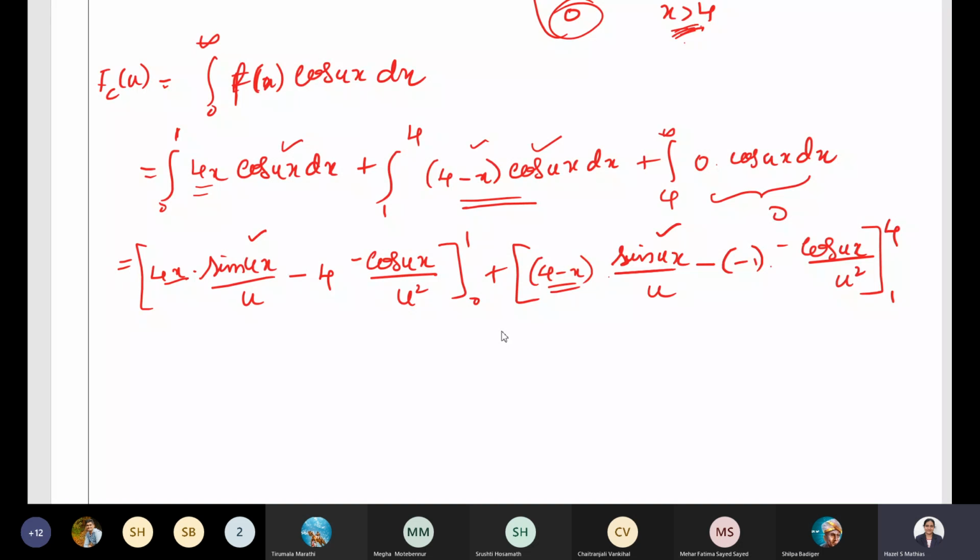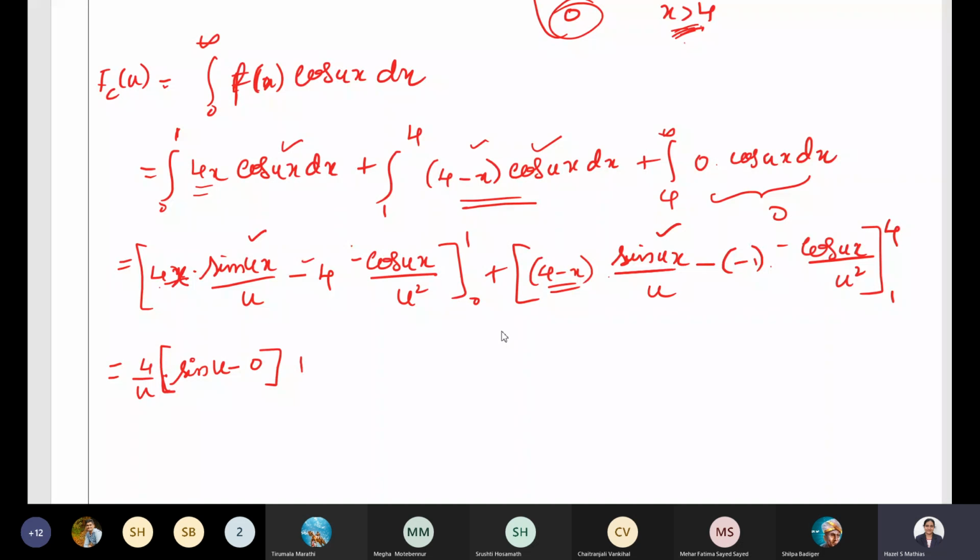Let's put the limits now. What happens when we put the limits here? 4 by u I can take common. If I take common outside, what will remain? x sine u will remain. X is 1, so it will be 1 into sine u. When you put the lower limit, sine 0 is 0, so you will have it as 0.